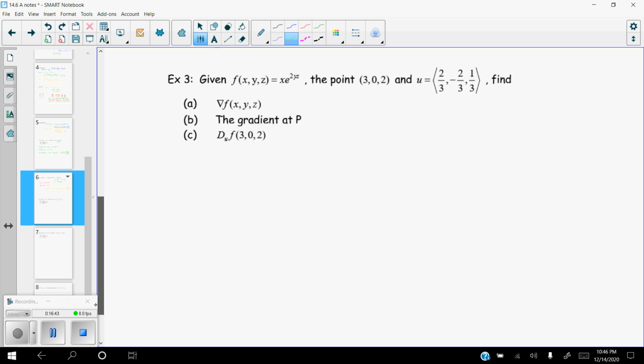All right, number 3. So this time it specifically lays out for us again. So we want to find the gradient of f.